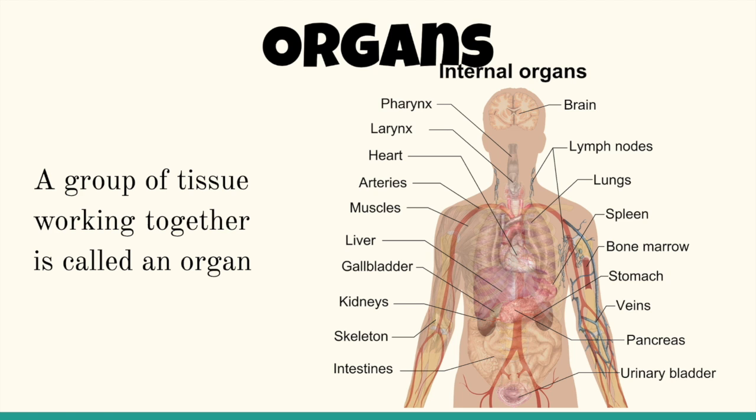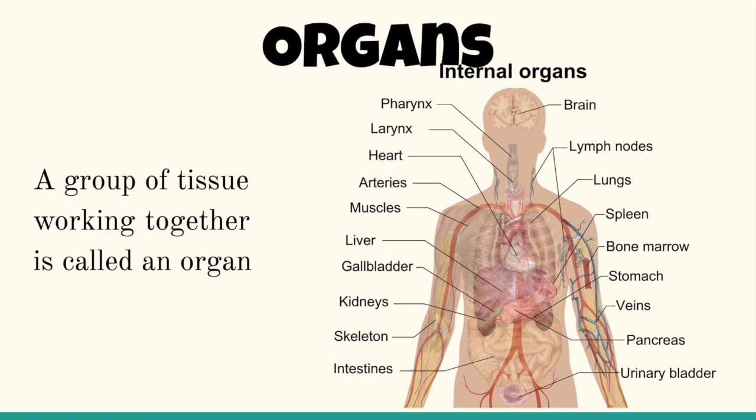Any sort of muscle that you have is an organ. Any bone that you have is an organ. Your lymph nodes, which are part of that chemical process and passing things around in your body. Arteries and veins, which pass blood, are also organs.